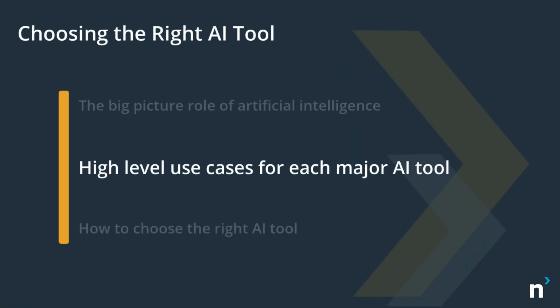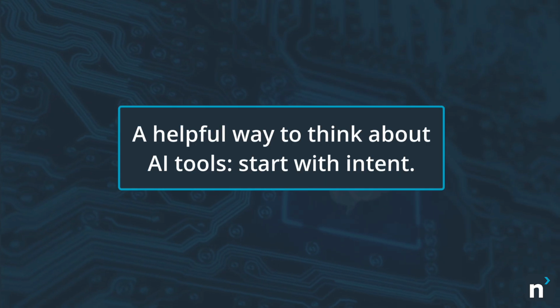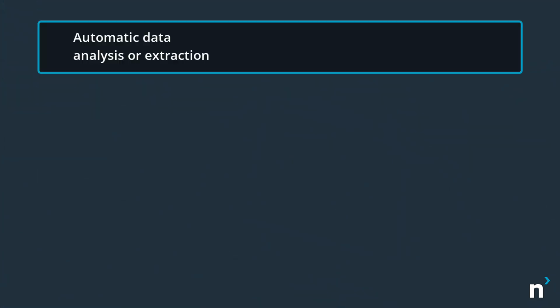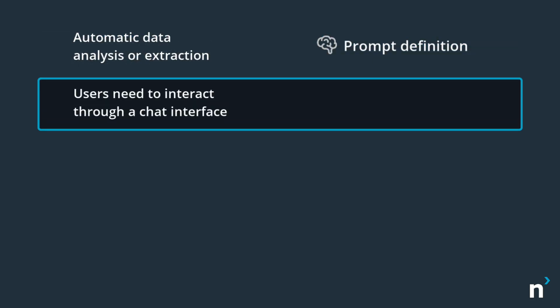Now that we've covered the big picture role of artificial intelligence in Nextworld, let's discuss high-level use cases for each major AI tool. A helpful way to think about AI tools is to start with intent. For automatic data analysis or extraction, use a prompt definition. When users need to interact through a chat interface, use a conversational agent.